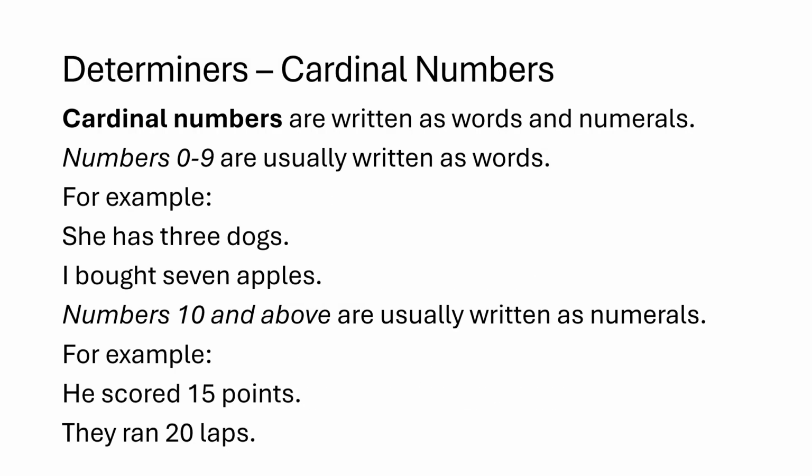Cardinal numbers are written as words and numerals. Numbers 0 to 9 are usually written as words. For example, she has three dogs. I bought seven apples. Numbers 10 and above are usually written as numerals. For example, He scored 15 points. They ran 20 laps.